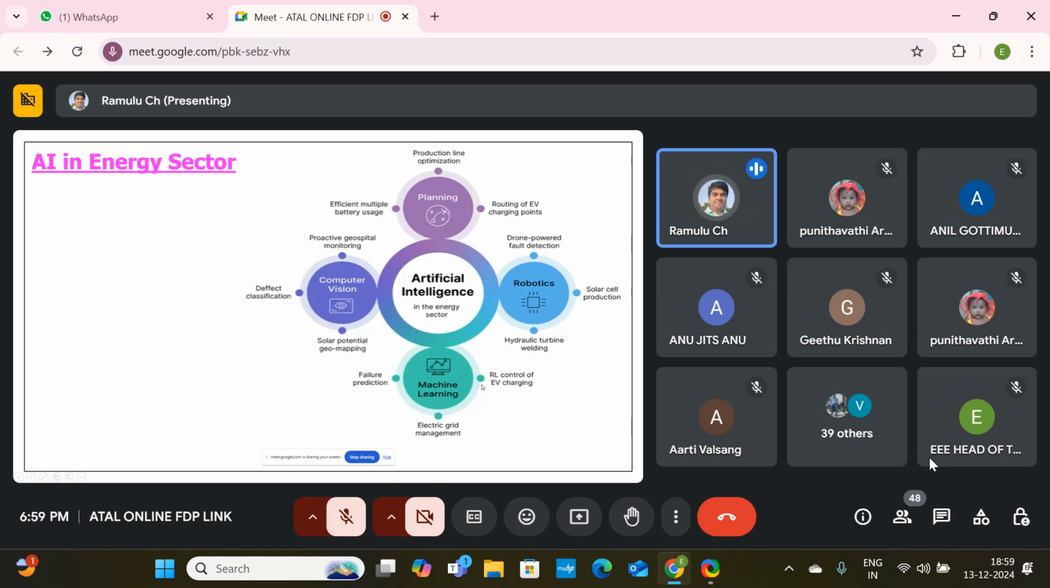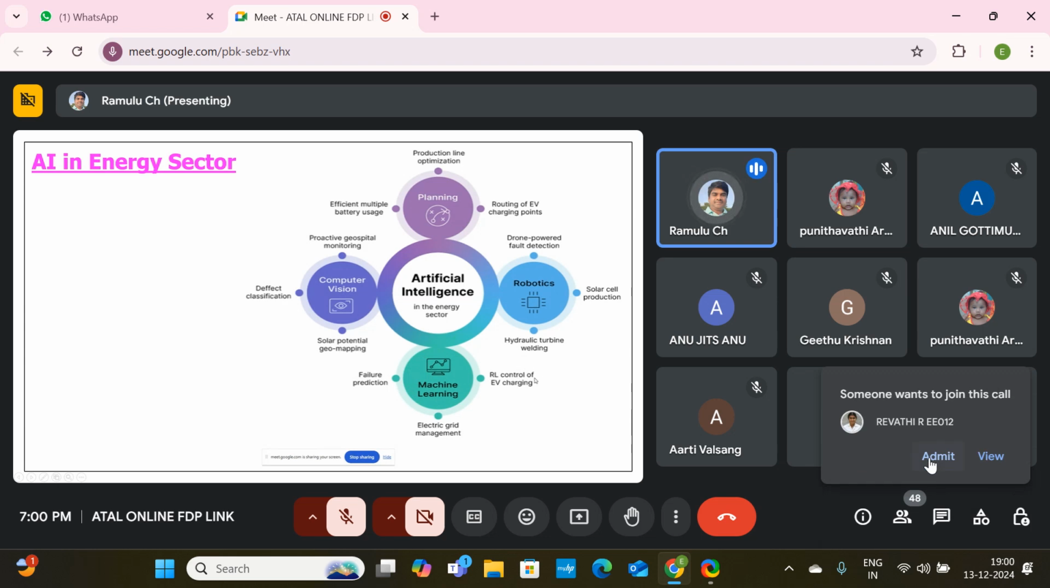Then coming to the third important area of this energy sector, machine learning. With the association of AI, the RL control of EV charging is possible. Electric grid management is possible. Failure prediction is also possible. We can easily predict the failures, and according to that we can take precautions.